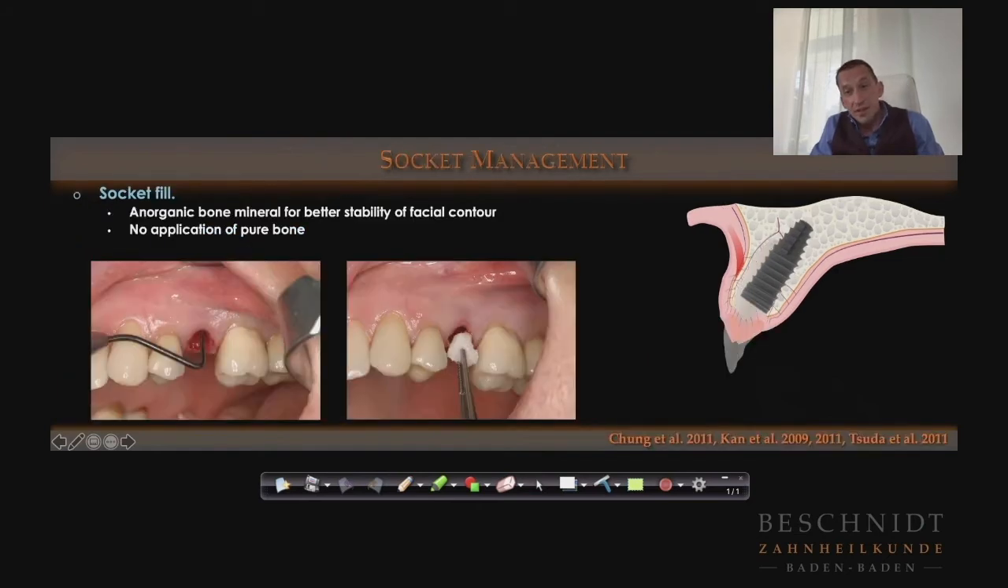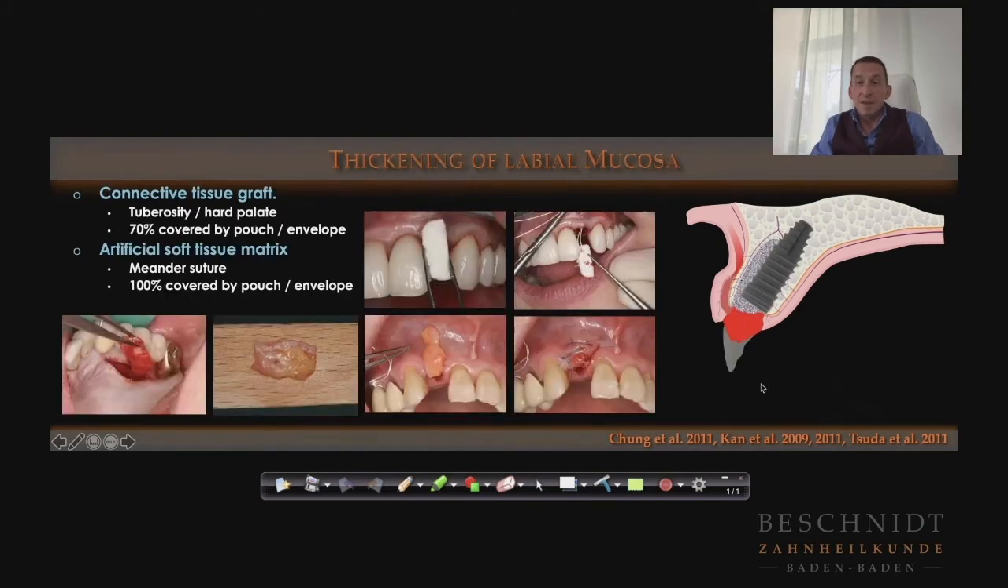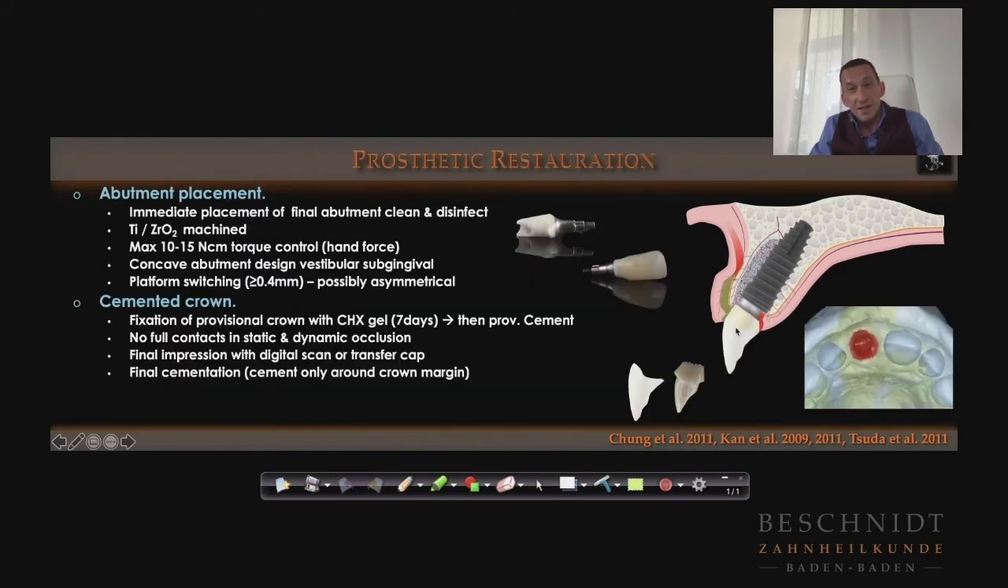We fill the gap between socket and implant with a non-resorbable material. We prepare for a soft tissue augmentation on the buccal side. And now you might place a connective tissue graft or even an artificial graft, as you may see here. Finally, we place the abutment and then immediately the long-term provisional. We place the long-term provisional first 7 days minimum only with the chlorhexidine gel, because then we don't have any cement remnants.